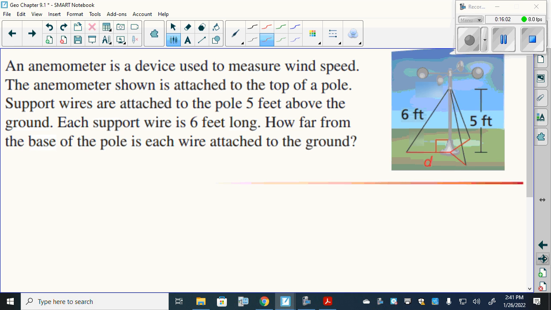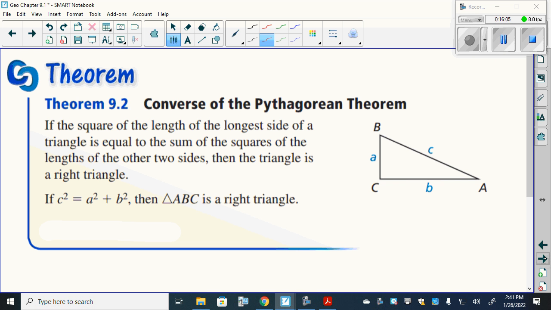All right. We'll move on to the next part, the converse of the Pythagorean theorem.